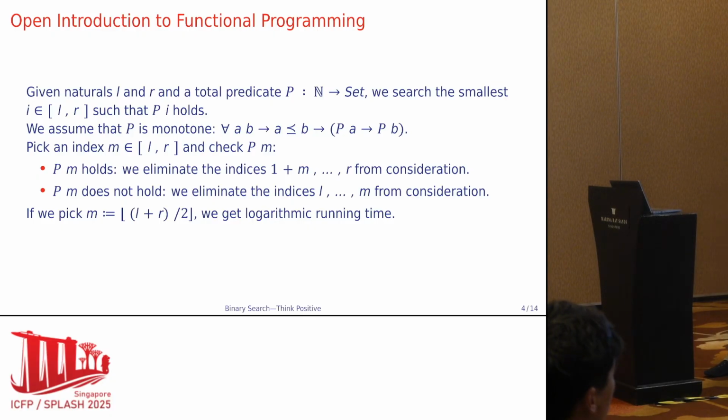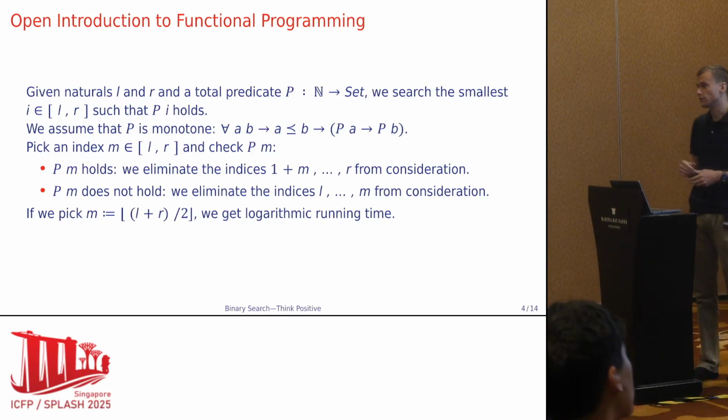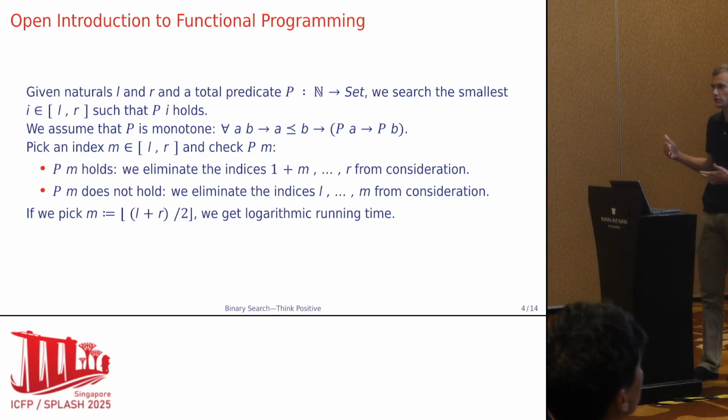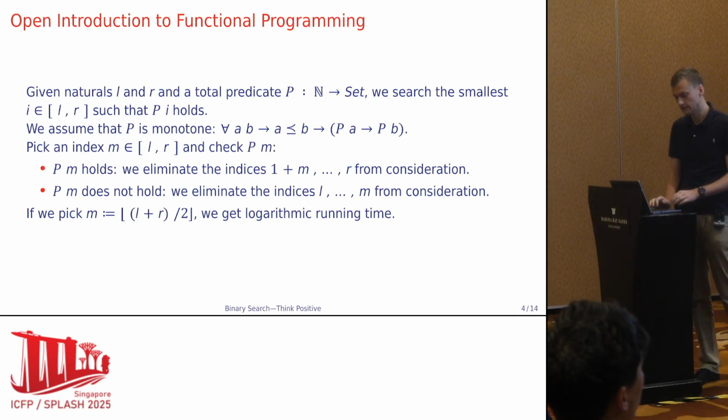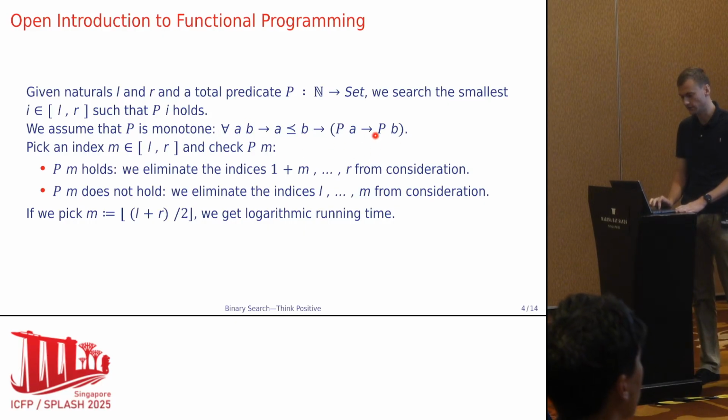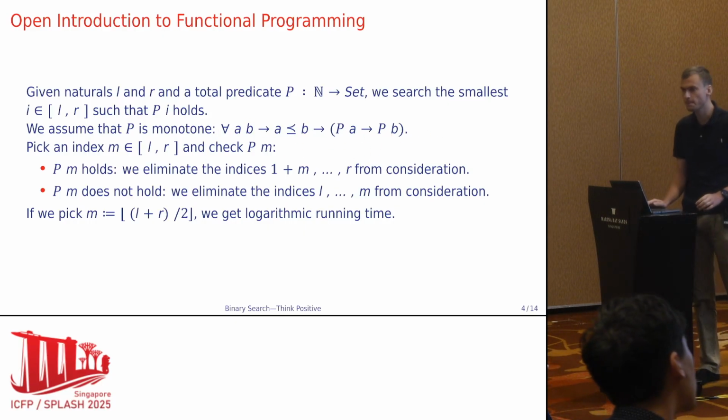Of course, there are many differences between those two definitions, but they also share some points. Of course, the binary part, choosing m to be the midpoint. Also, we proceed recursively. And in each recursive step, we eliminate roughly half of the search space. And I think most importantly, both assume some kind of monotonicity. In the first one, our keys were sorted. And in the second one, we assume that our predicate P is monotone.